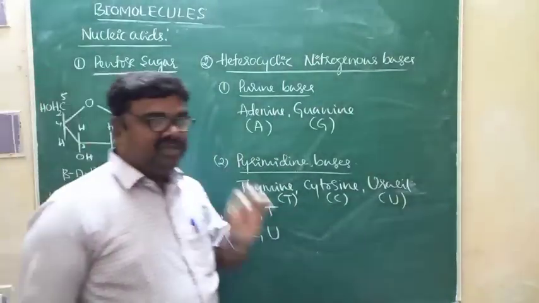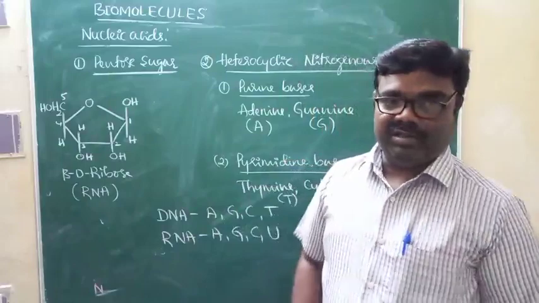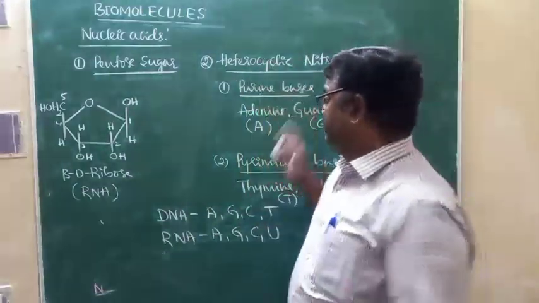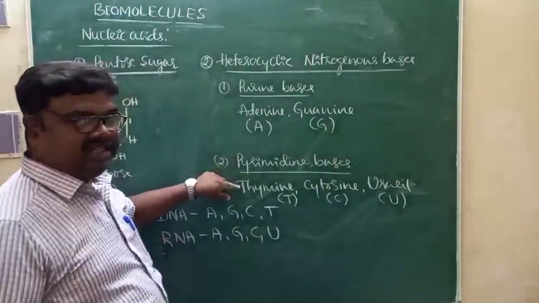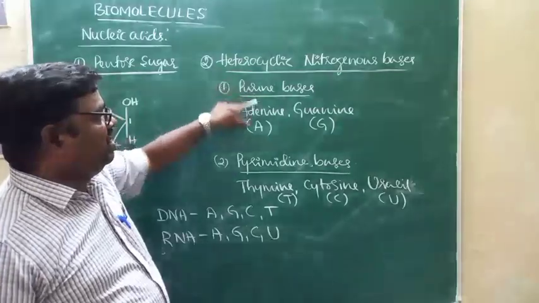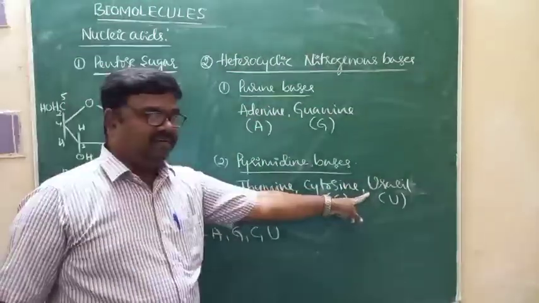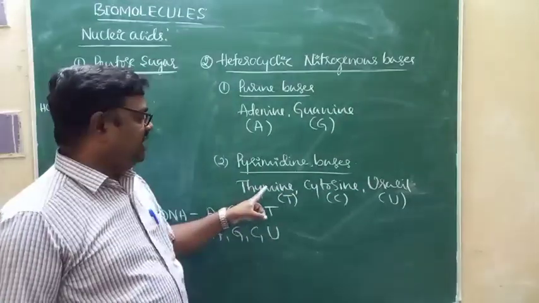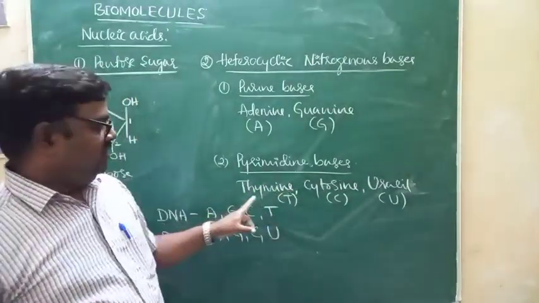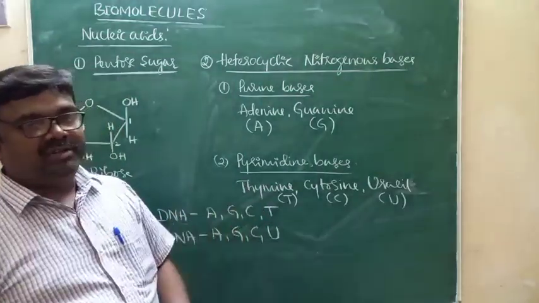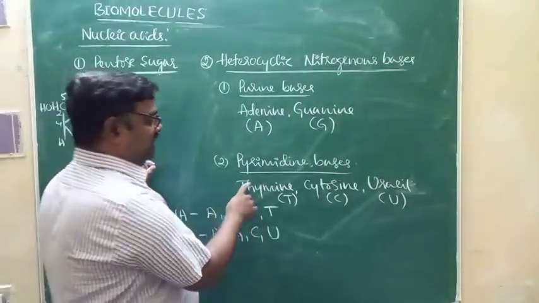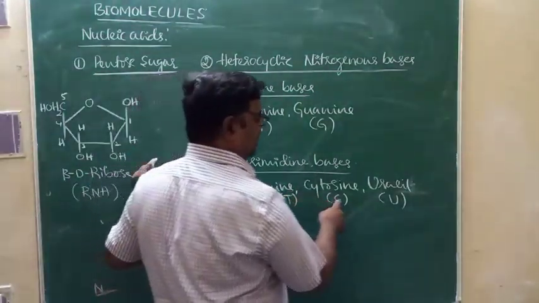So there are two types of nitrogenous bases we come across in nucleic acids: purine bases and pyrimidine bases. Purine bases involve adenine and guanine. Pyrimidine bases are thymine, cytosine and uracil. A spelling note: thymine is spelled T-H-Y-M-I-N-E. T-H-Y-A is different and has a different meaning. So remember T-H-Y-M-I-N-E, thymine, cytosine and uracil.